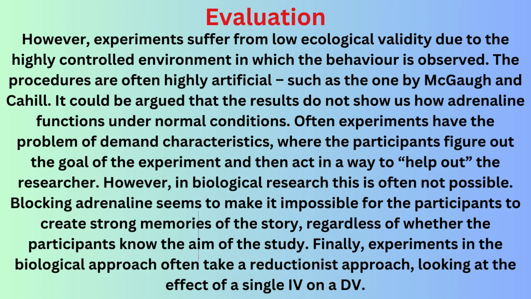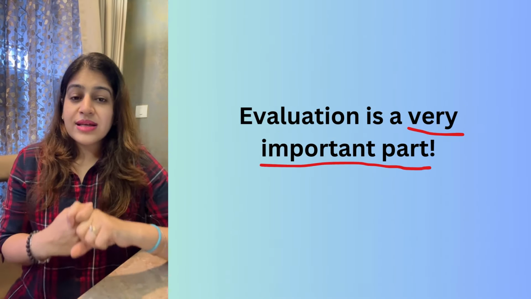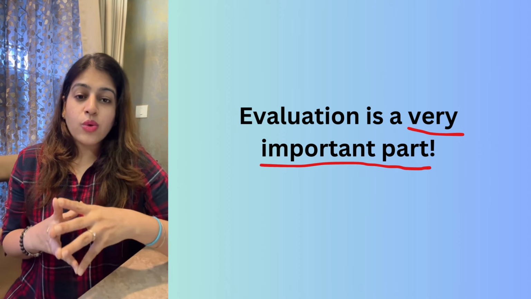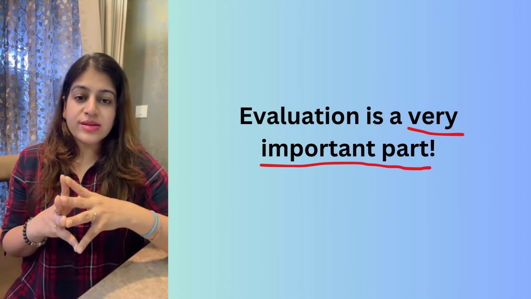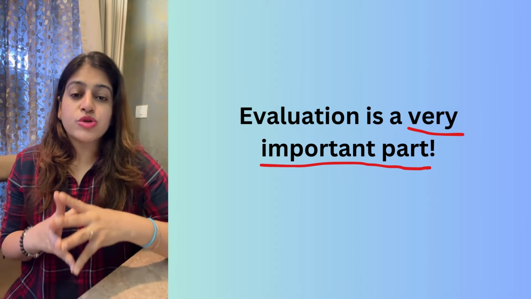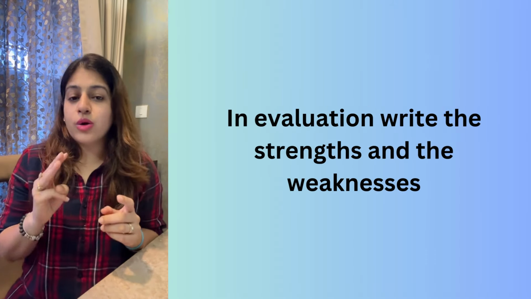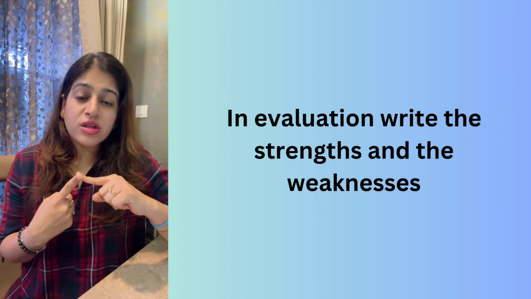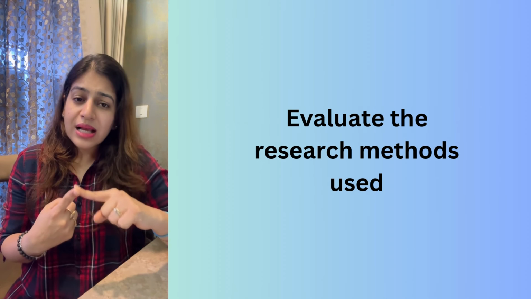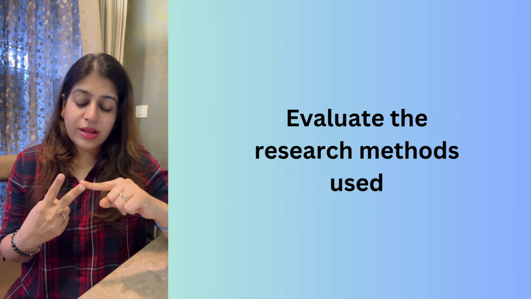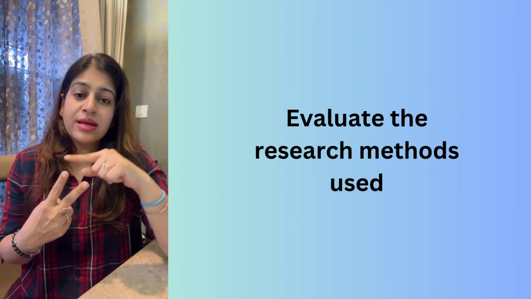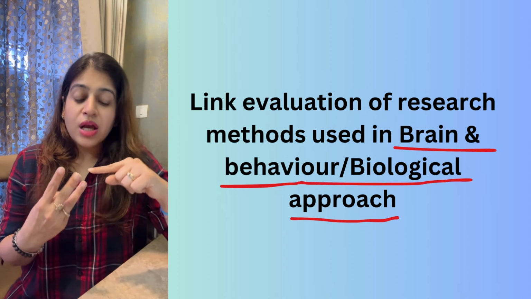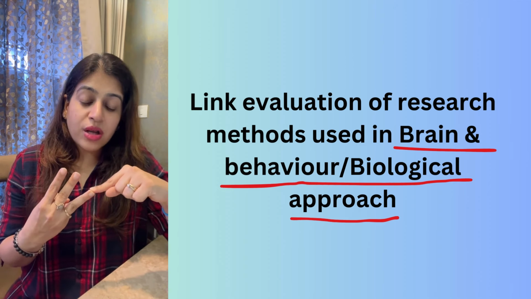Now, this evaluation is a very, very important part of your answer where you are actually going to get marks, because this is what you're supposed to write. You're supposed to evaluate. Now here, look at the three things. First, I did the evaluation, that is, I wrote the strengths and the weaknesses. Second keyword was the research methods. So I am evaluating the research methods that are being used in the study. Third is that it is from the biological approach.